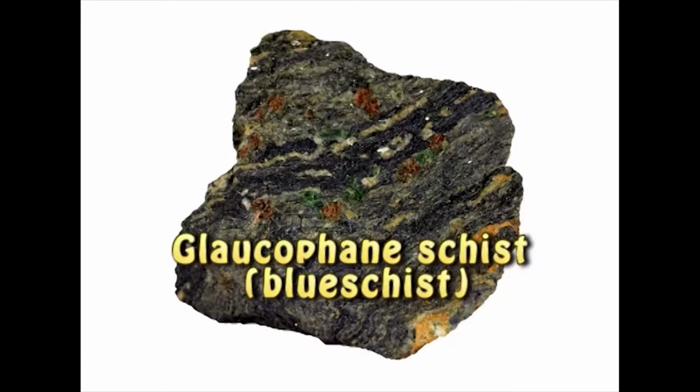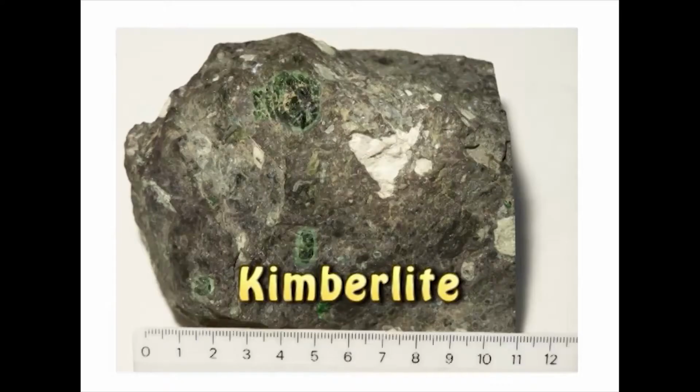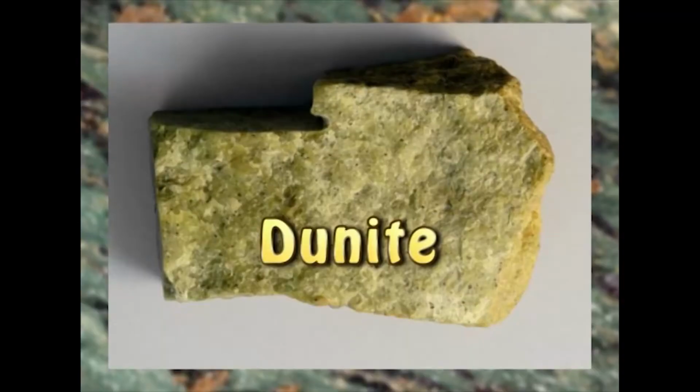Now, the next module is mode of occurrences and origin. The eclogites are usually encountered as bands or lenses in crystalline complexes belonging to the gneisses or amphibolites or the glaucophane bearing schists. In some localities, they appear to have been tectonically emplaced into the country rocks. Apart from these, eclogites also occur as inclusions in kimberlite and basalt or as layers in ultramafic rocks like dunite and peridotite. Eclogites thus occur in a wide range of environments.